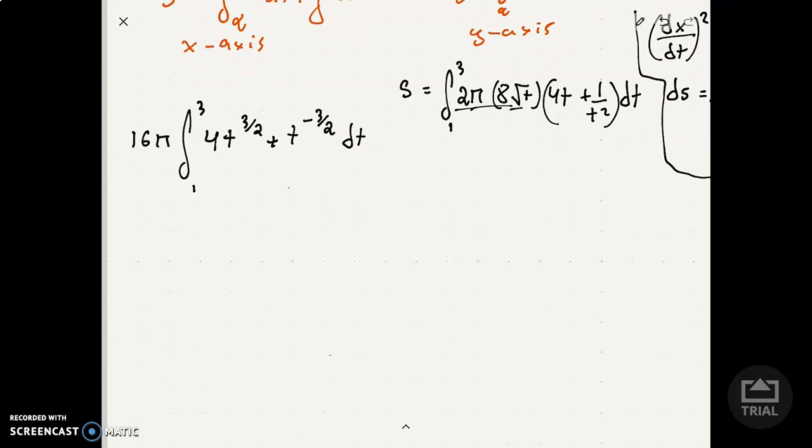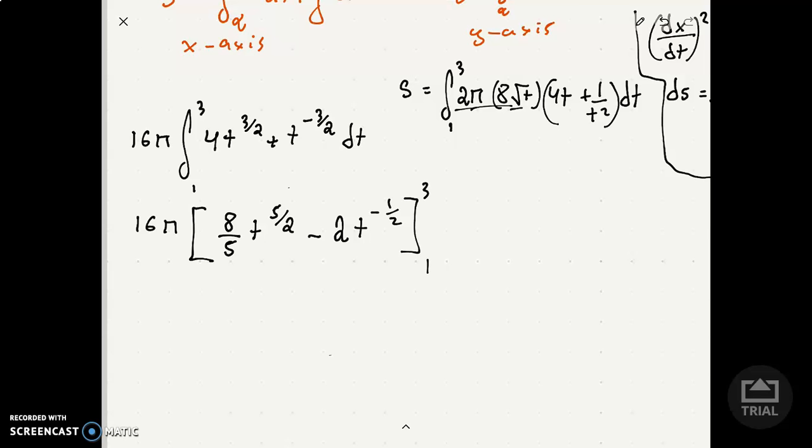This is just a polynomial, nothing too scary. So if we add 1 to 3/2, we get 5/2, so we pull out a 2/5, so we're at 8/5 t to the 5/2. And then is this negative or positive? Should be negative 2 times t to the negative 1/2. And that's going from 1 to 3.